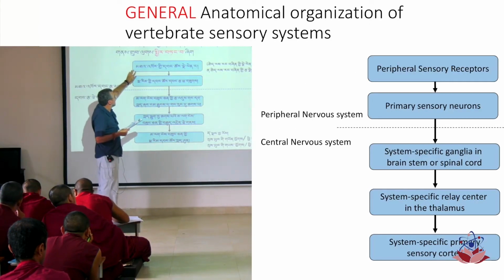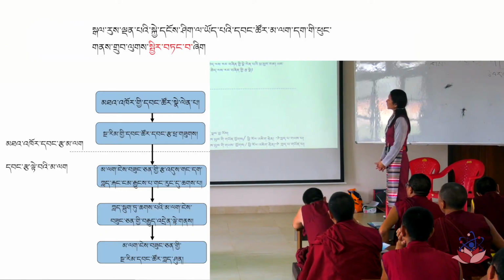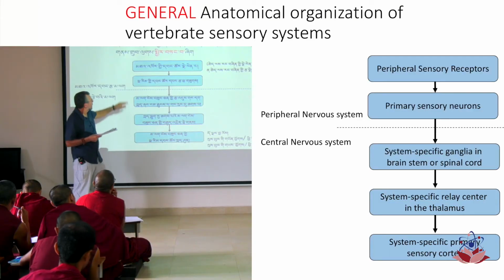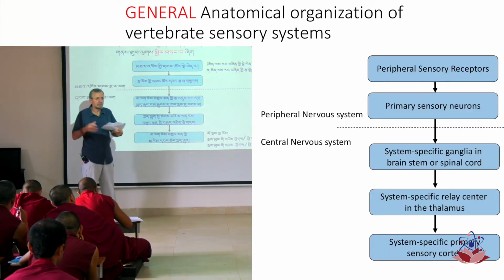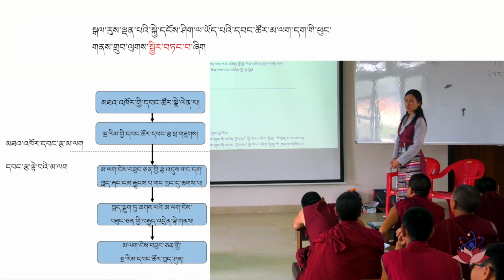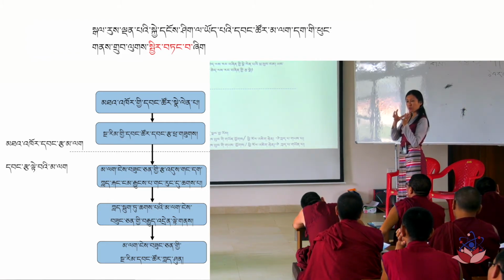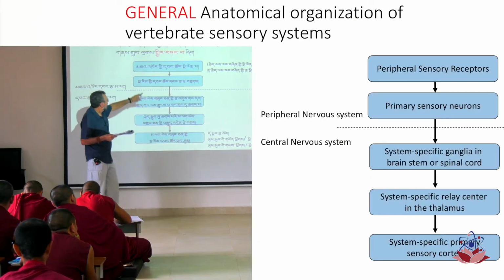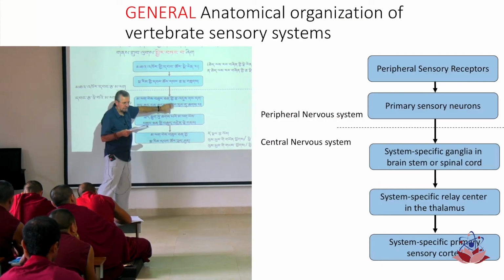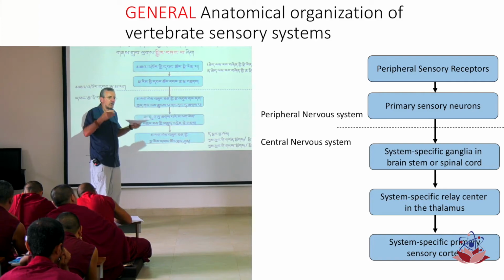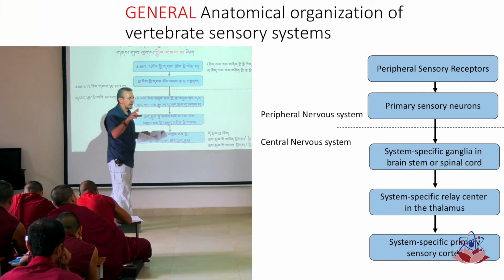So we have peripheral sensory receptor cells. There are primary sensory neurons that have their cell bodies in the peripheral nervous system. These primary sensory neurons transfer information into the brainstem or the spinal cord, or in some cases through what are called the cranial nerves that go directly into the brain.